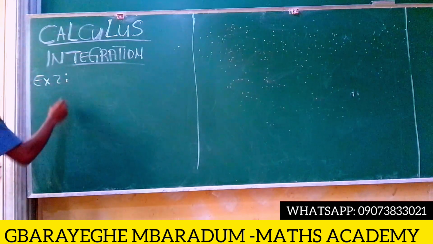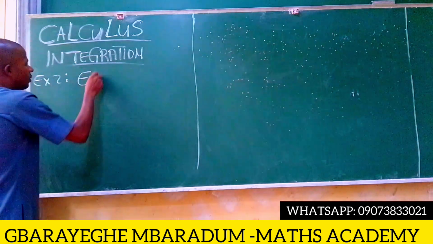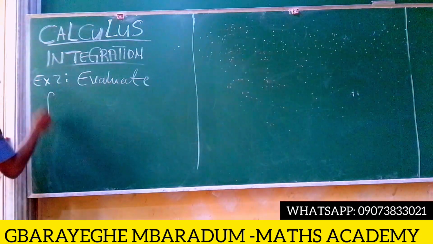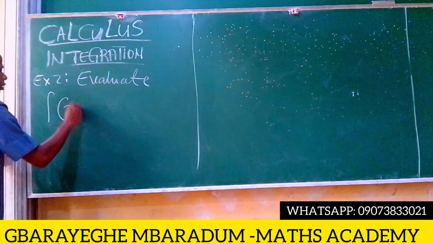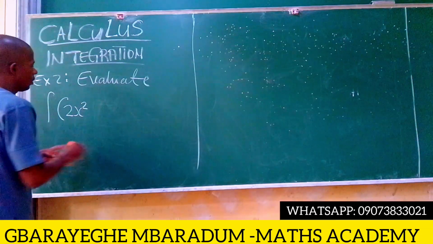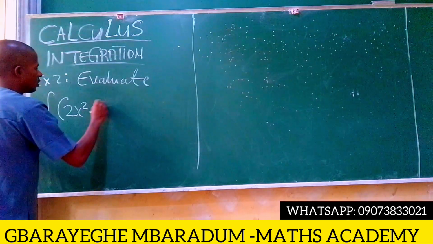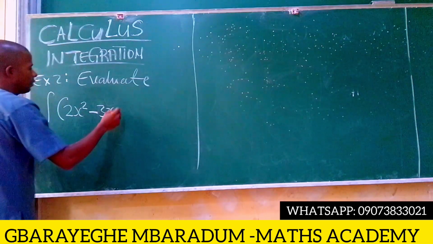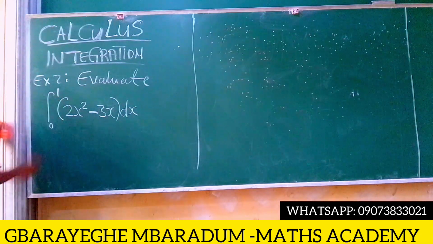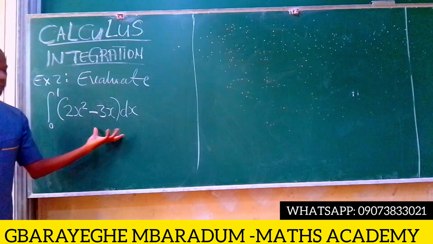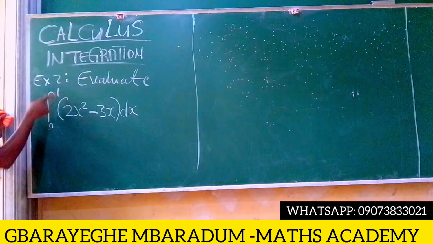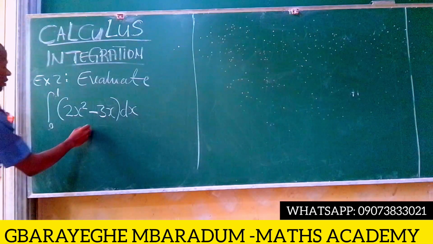Example 2. Say we should evaluate the integral of 2x squared minus 3x dx from 0 to 1. Now, if you look at this integral, it is called a definite integral because it has a lower bound and an upper bound. So let's look at how to solve this.